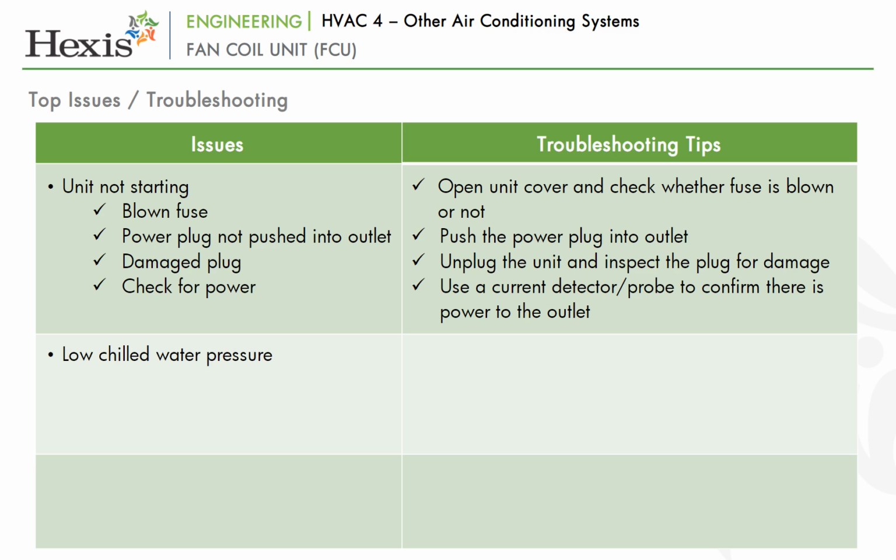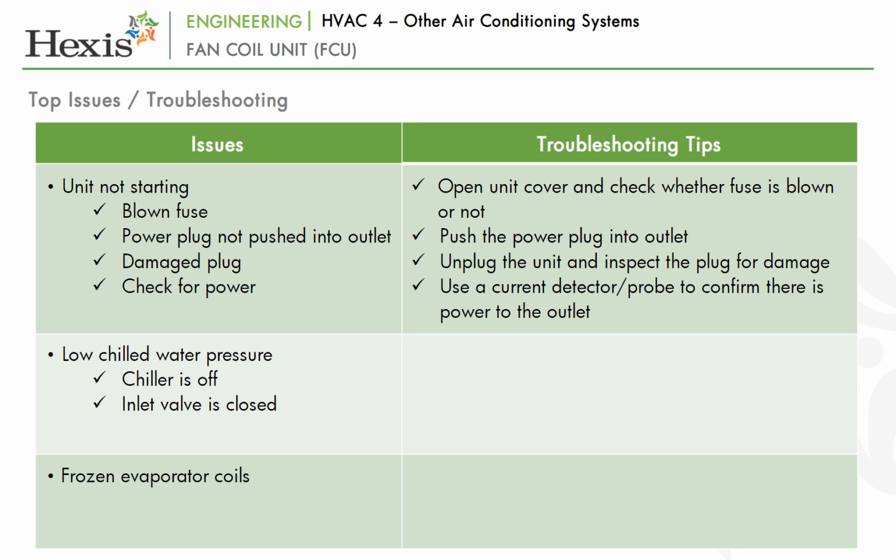Low chilled water pressure. The chilled water in the cooling coil heat exchanger is what removes the heat and humidity from the air. If the chiller is off or the inlet valve to FCU is closed or chilled water pressure is low, the FCU will not cool the air effectively.